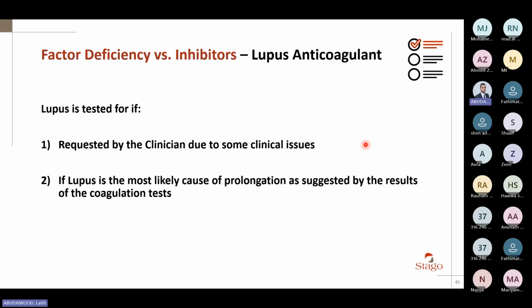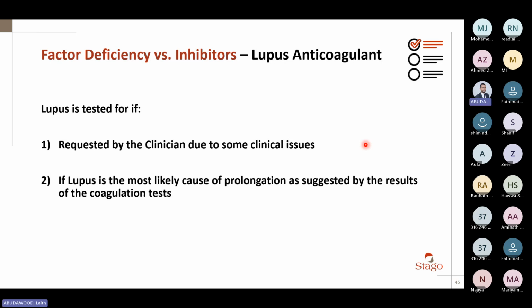So the inhibitors that you normally would encounter in the lab are anticoagulants like heparin or DOACs, lupus anticoagulant, all right, or anti-factor antibodies, for example. But these are much rarer. These are antibodies that are formed against your coagulation factors.